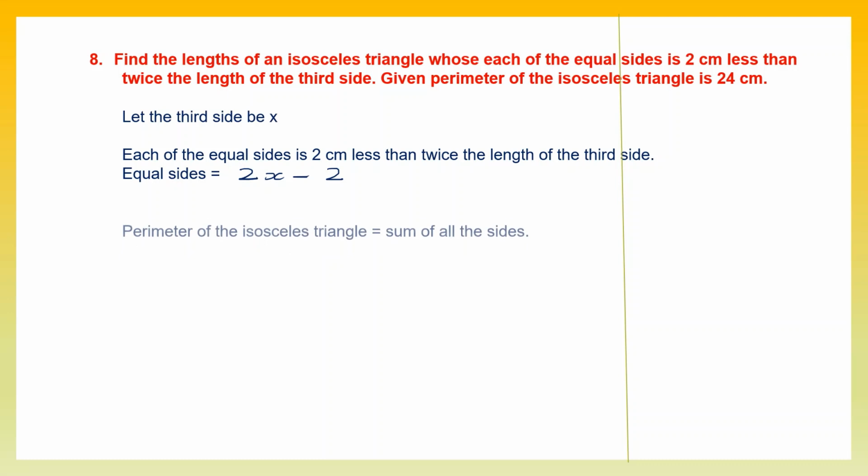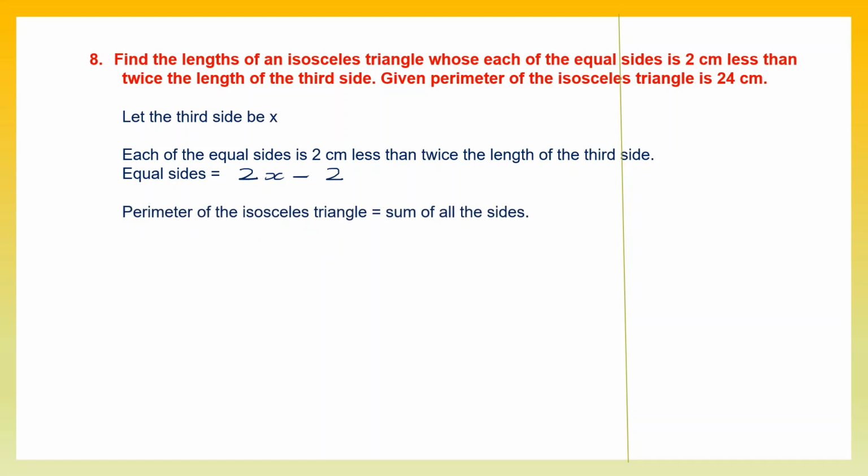Now, the perimeter of the isosceles triangle is the sum of all the sides. Now here we have an isosceles triangle. These are two sides that are equal and this is the third side. Now, how do we find the perimeter of a triangle? You just have to add up the lengths. 1, 2, 3. You add up all three sides, you get the perimeter.